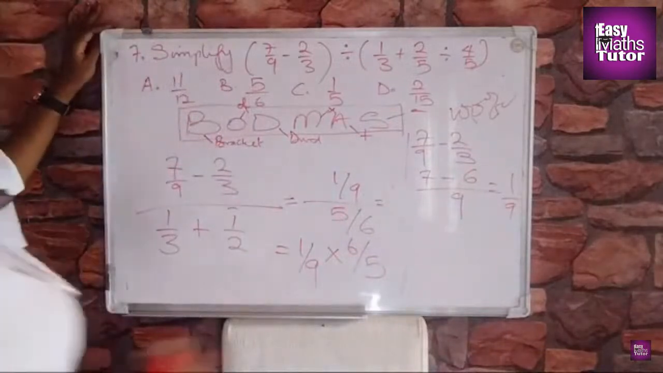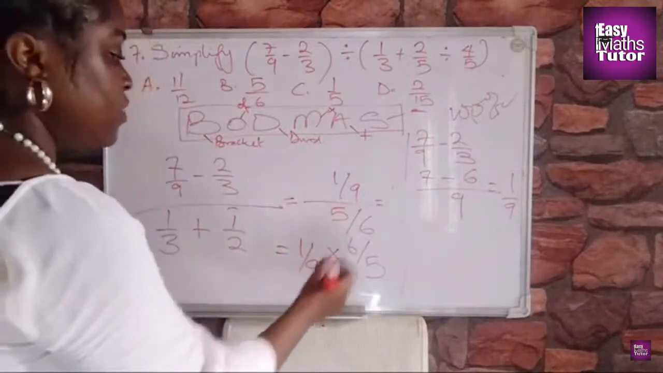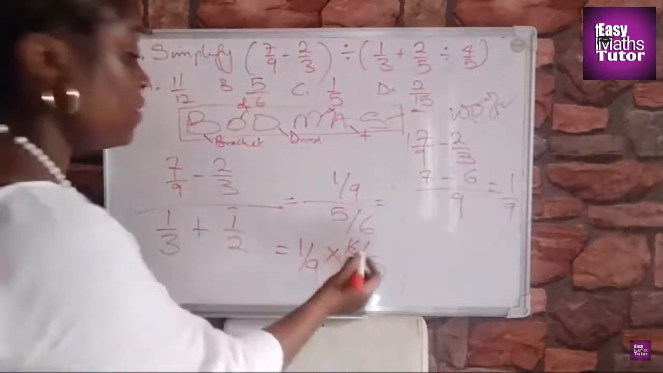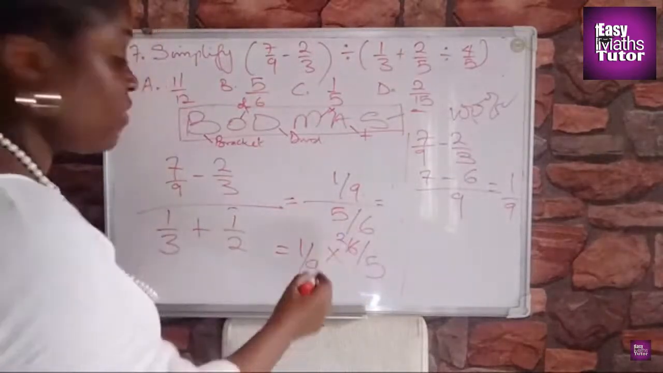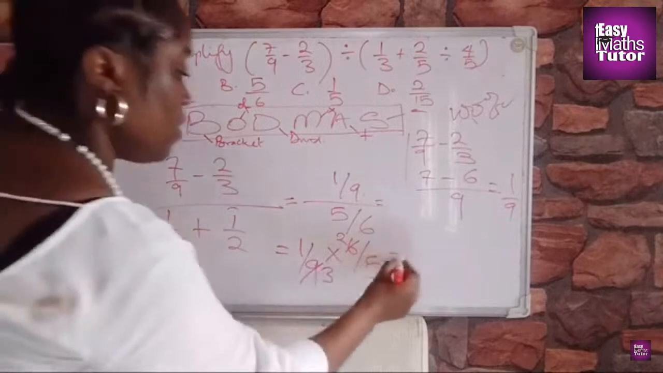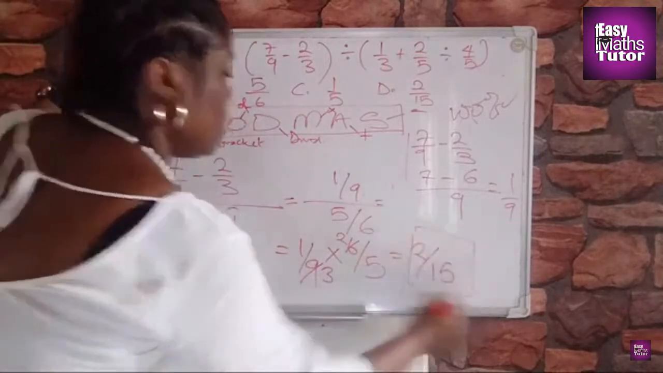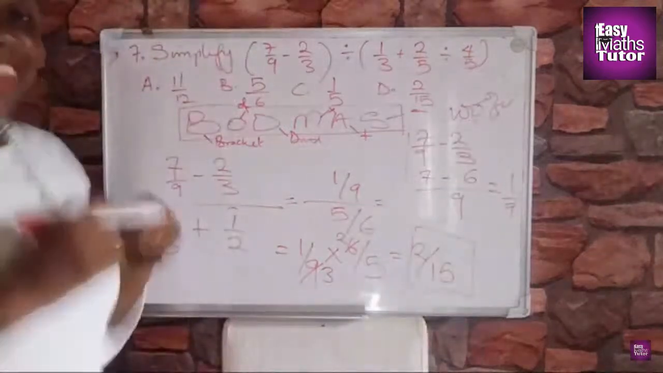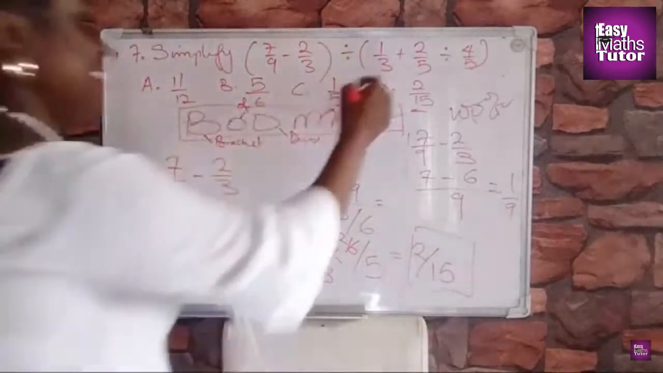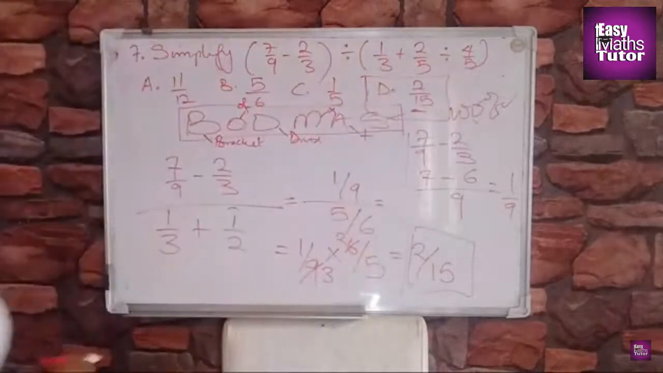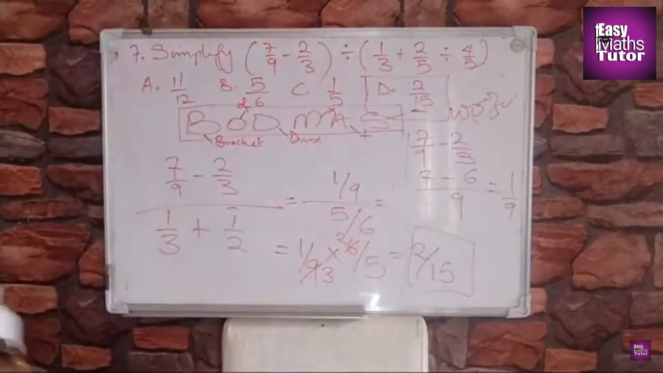Are we good? So what can go in here? 3. 3 divides 6 2 times. 3 divides 9 3 times. So our answer is 2 over 15. Hooray! I can find the answer there. Answer is D. Wow.